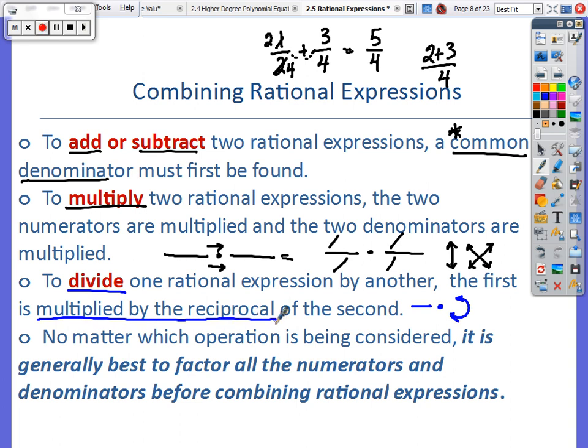No matter what operation you're considering here, all these different four operations, remember that with any kind of fraction, what we need to do is factor first. Factor the numerator, factor the denominator, and then you can proceed with whatever operation you may be considering.